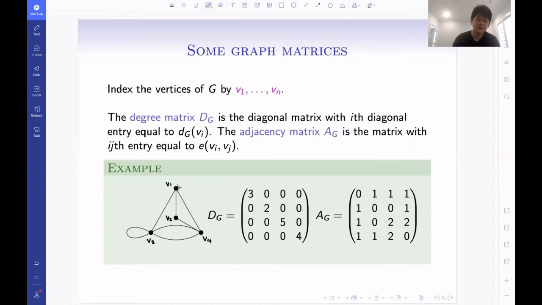So for example, between V_1 and V_2, there's 1 edge, you'll see a 1 here. Between V_3 and V_4, there are 2 edges, so we have 2s here, right? And between V_3 and itself, there's a loop, but we count loops twice, so it's going to contribute a 2 to the adjacency.